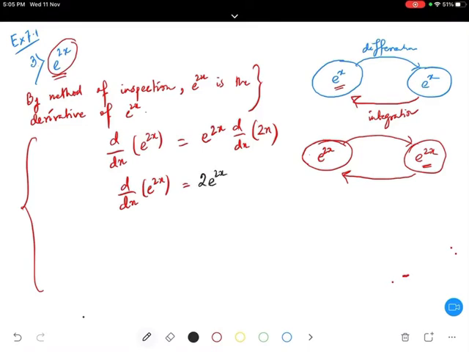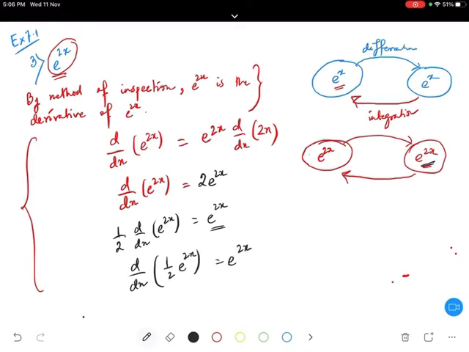Now this 2 will come to this side. On the left-hand side we have half d/dx of e to the power 2x is equal to e to the power 2x. Now you see here e to the power 2x is there. Now let us take this half inside. So d/dx of half e to the power 2x gives us e to the power 2x. So what we can say is that the actual derivative of half e to the power 2x is e to the power 2x.